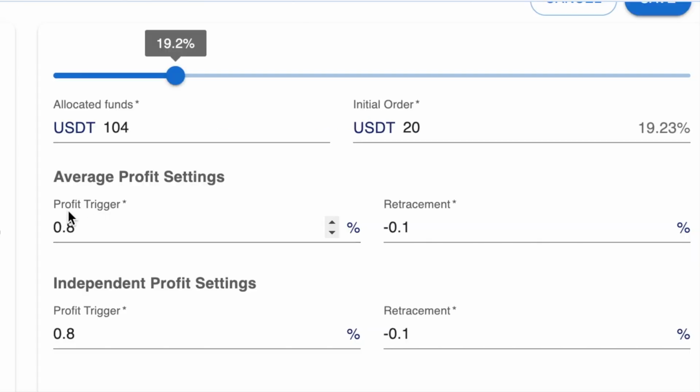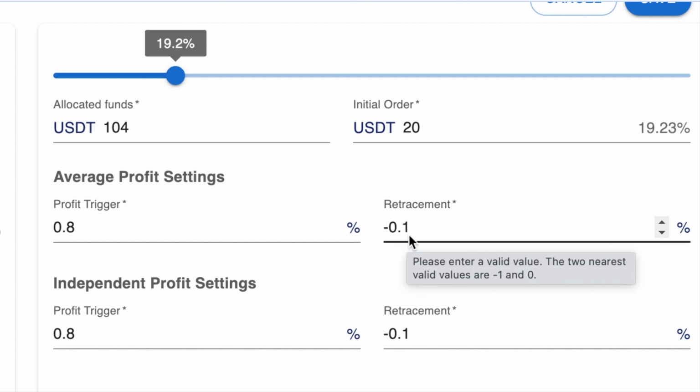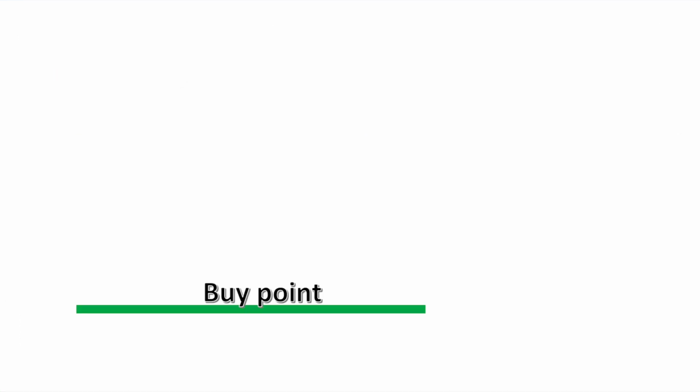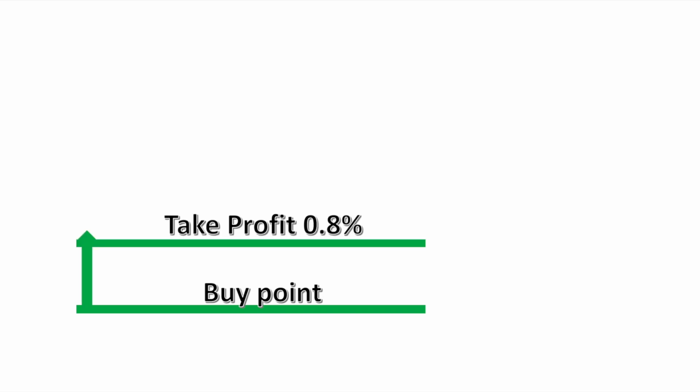Let's come back up to the settings up here. Underneath the average settings, it says profit trigger, and you'll also see that it says profit trigger under the independent settings. And in this case, the default setting is set at 0.8. And then it says a retracement of 0.1. So what do they actually mean? Let's say that you started your robot, it did a buy order, so there was an entry point when it entered into the market. The price went up to the take profit, in this case 0.8.